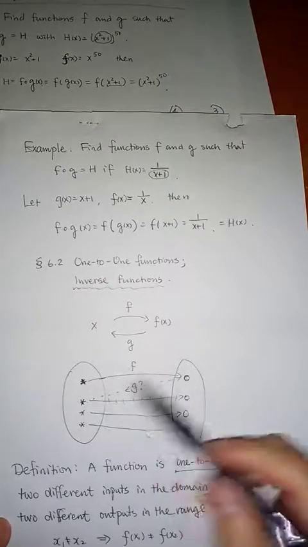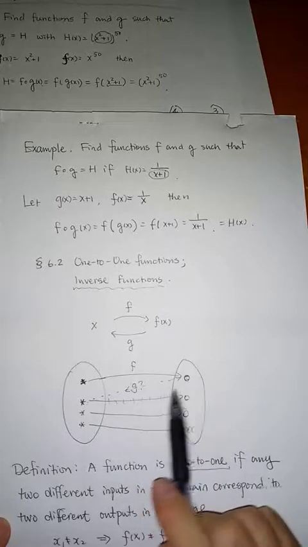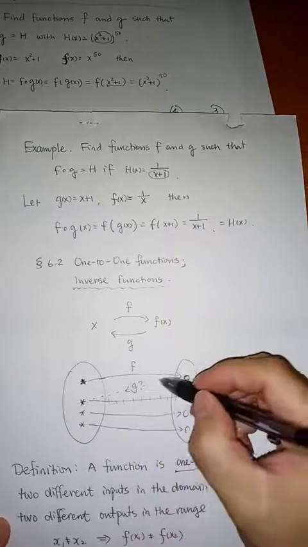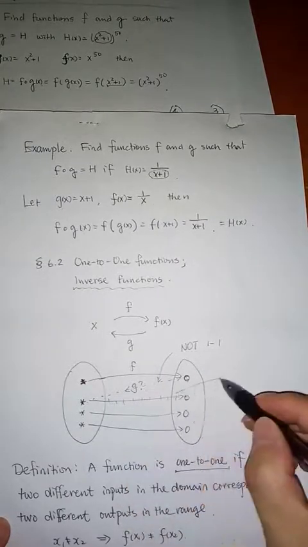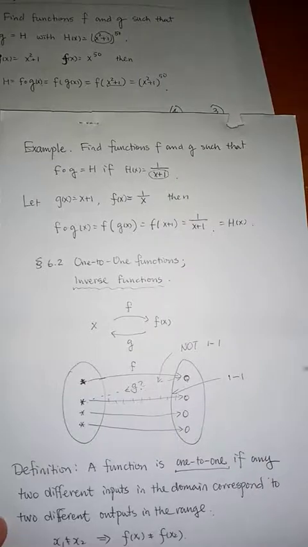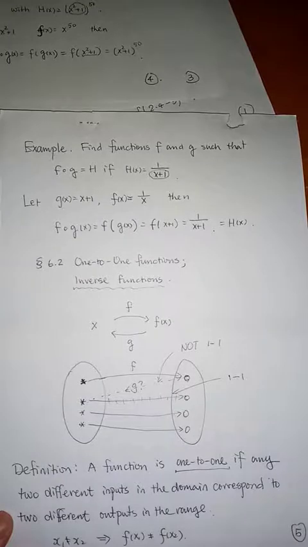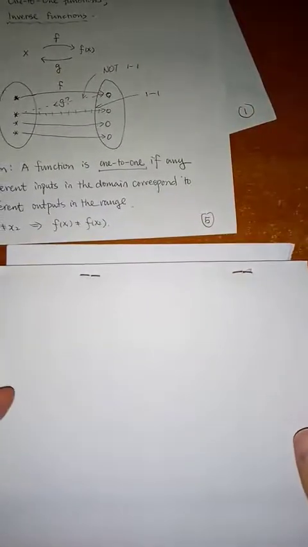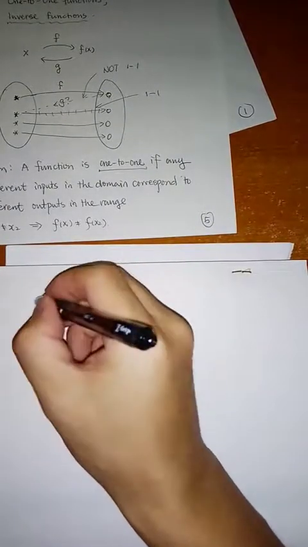And from the graph, you can just see that if there are two arrows pointing to the same point, this is not one-to-one. This case is not one-to-one. If you use this solid line, it becomes one-to-one. Okay? So that's the definition of a one-to-one function. To get a one-to-one function, how do we know if it is one-to-one or not? We have a test called the horizontal line test.